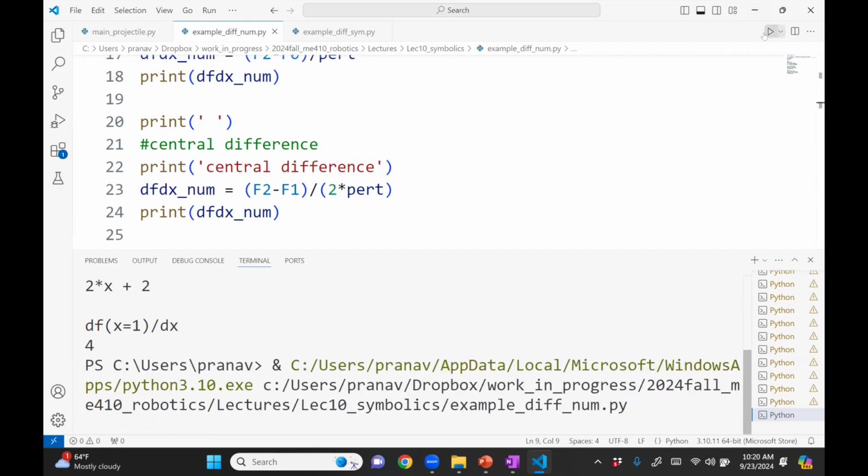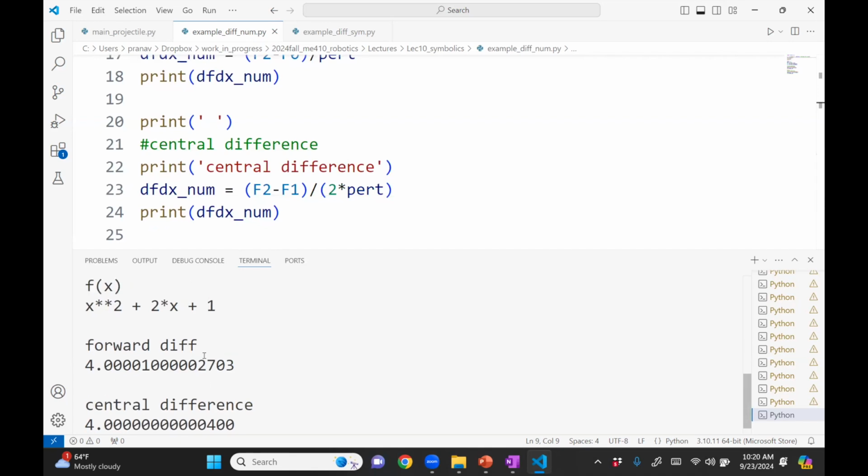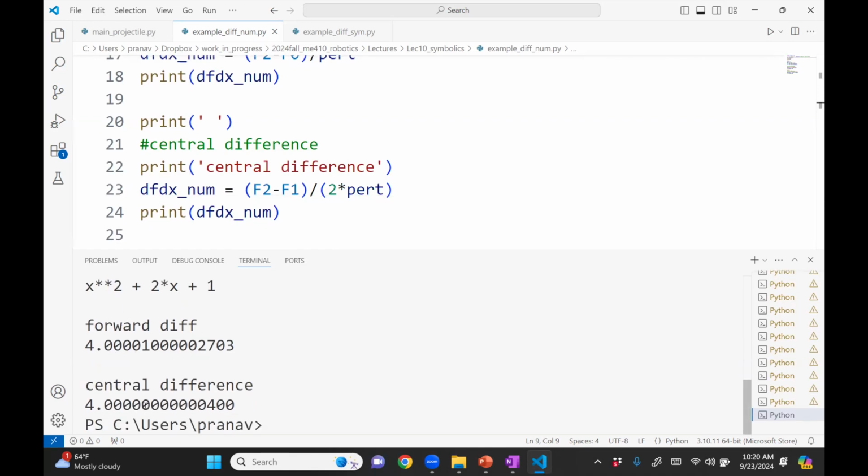So let's run this. And then you'll see that here, f of x forward difference, it gives this value, central difference. Now, if you see the forward difference, you'll see that there is a 1 sitting in 1, 2, 3, 4, 5, sixth place. That's inaccurate, actually, right? Now, you don't care about the 1 in the sixth decimal place.